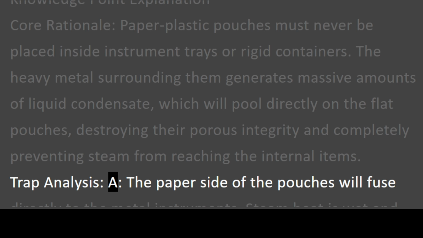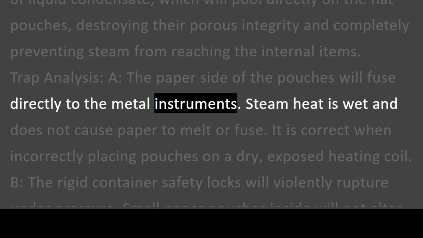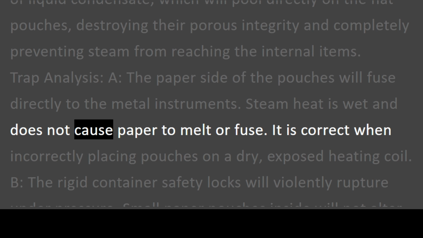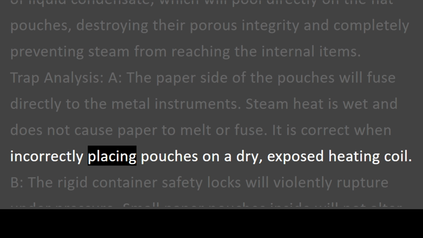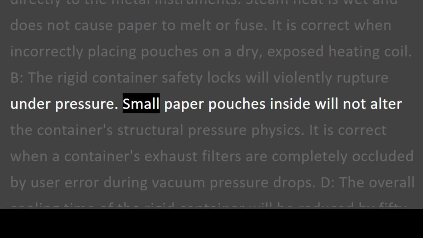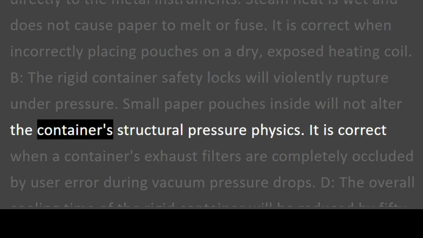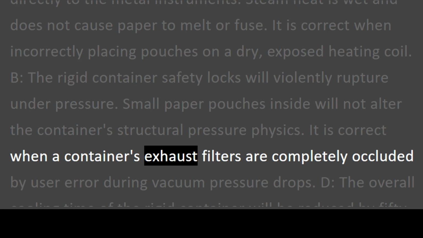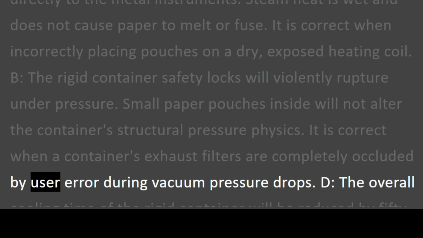Trap analysis. A. The paper side of the pouches will fuse directly to the metal instruments. Steam heat is wet and does not cause paper to melt or fuse. It is correct when incorrectly placing pouches on a dry, exposed heating coil. B. The rigid container safety locks will violently rupture under pressure. Small paper pouches inside will not alter the container's structural pressure physics. It is correct when a container's exhaust filters are completely occluded by user error during vacuum pressure drops.